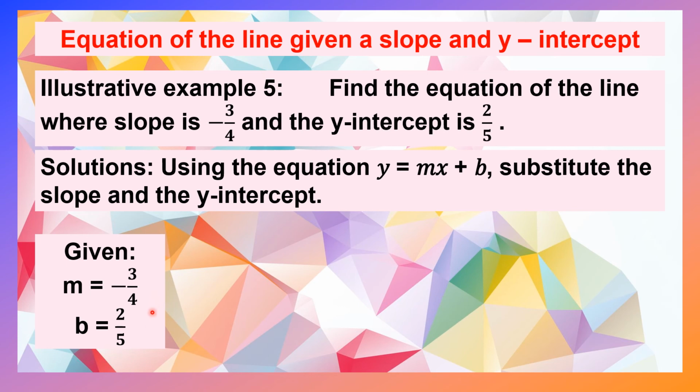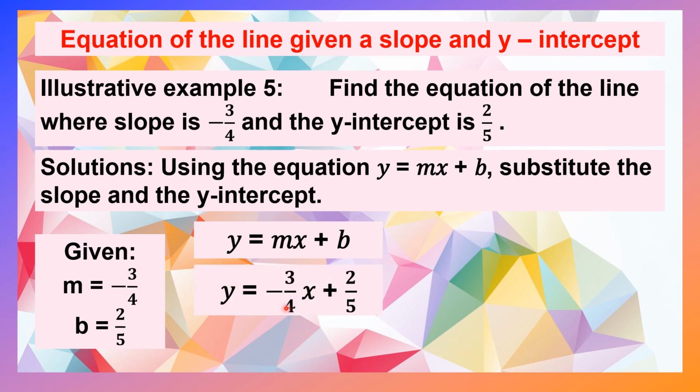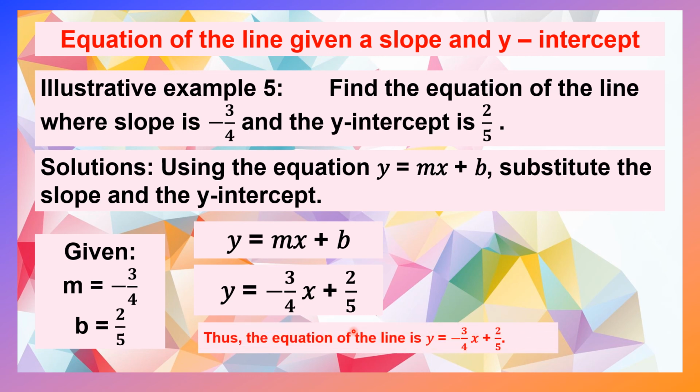So using these two, isubstitute natin siya sa ating y equals mx plus b. So yung m natin ay papalitan natin ng negative 3/4. So we have now negative 3/4 x plus, palitan natin yung b ng 2/5. Then just copy y equals. Thus, the equation of the line is y equals negative 3/4 x plus 2/5.